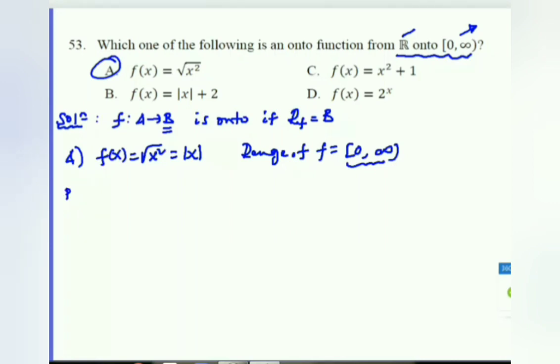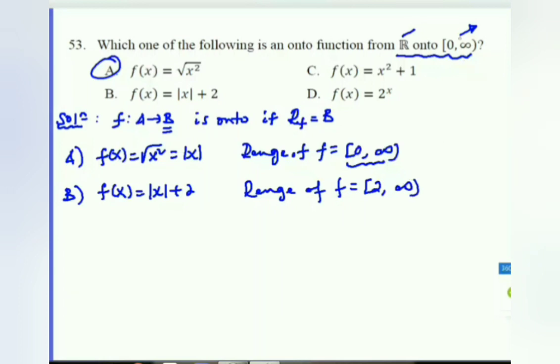Let's check for B. In B, f of x is equal to the absolute value of x plus 2. The range of this function is 2 up to positive infinity, which is not the same as 0 to infinity. Therefore, this cannot be an onto function, meaning that if you take y equal to 1, y equal to 1 will not have a pre-image from the domain.